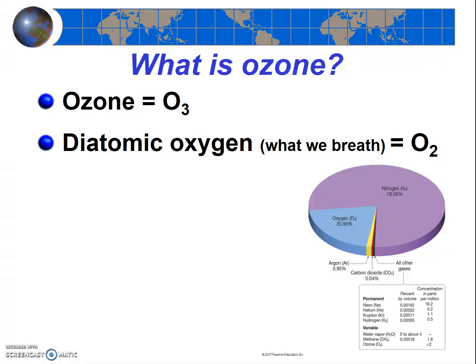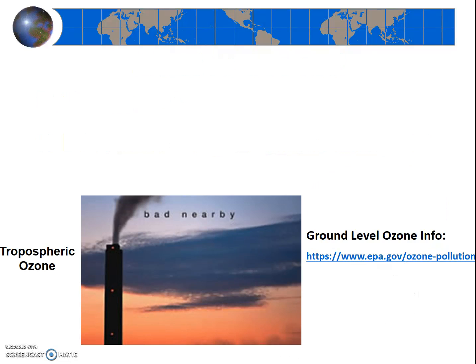As we mentioned, diatomic oxygen is the second most abundant gas in the homosphere, the troposphere, stratosphere, and mesosphere, where it comprises about 21% of the atmosphere by volume. Ozone, on the other hand, is a trace gas. Now, we're going to be interested in talking about stratospheric ozone, but check this out. Ozone does exist in trace amounts in the troposphere.